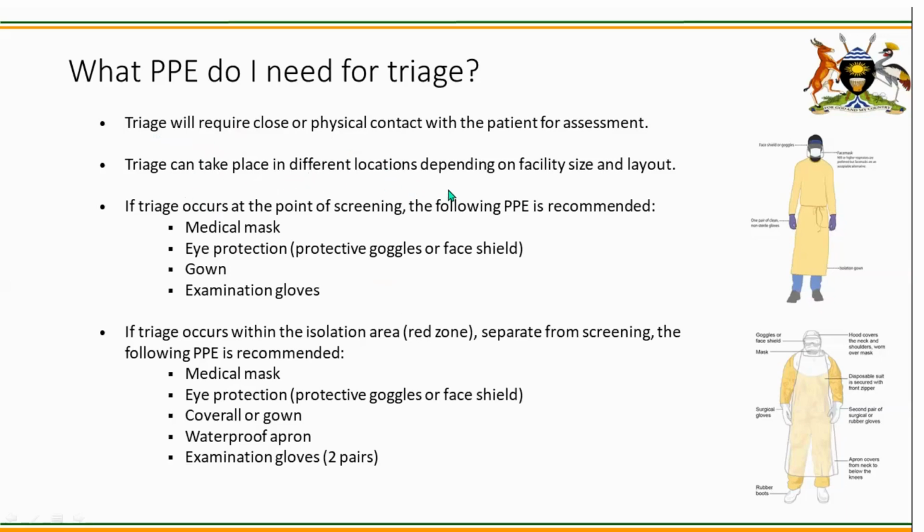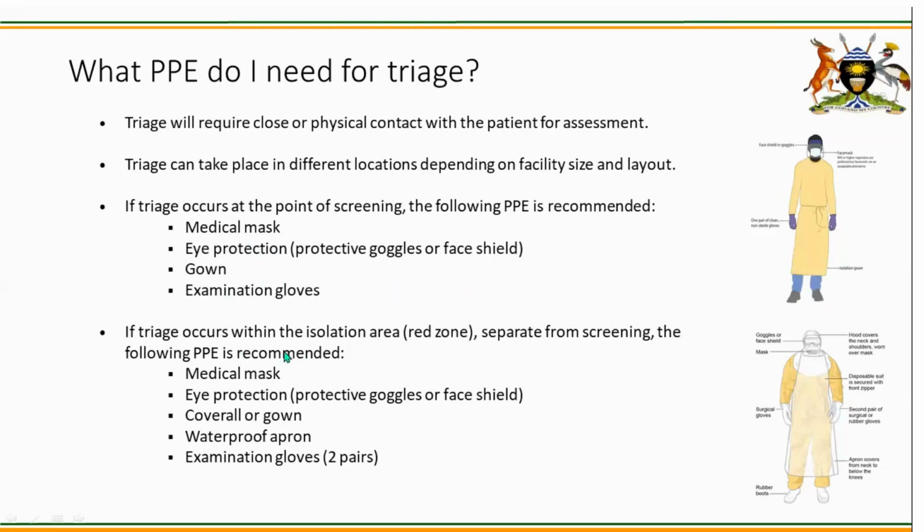Triage can take place in different locations depending on facility size and the layout of the facility. If triage occurs at the point of screening, then the following is recommended, the same as the one above: medical mask, eye protection, gown, and then examination gloves. You can see it at the side there.